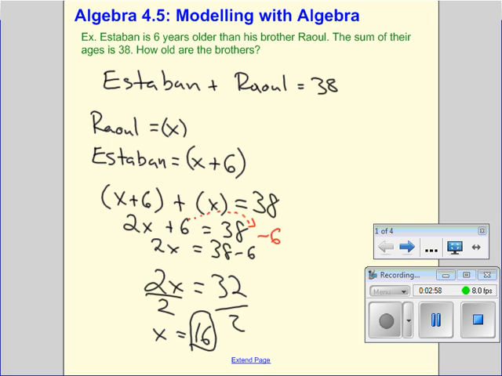So now I found out that Raul is equal to 16 years old. And Esteban will be equal to 16 plus 6, which is 22 years old. So I've now taken this question, which I didn't know the answer to, and I've solved it using this algebraic model, making Raul equal to x and Esteban equal to his age plus 6, or x plus 6. Now let's try a more difficult question.